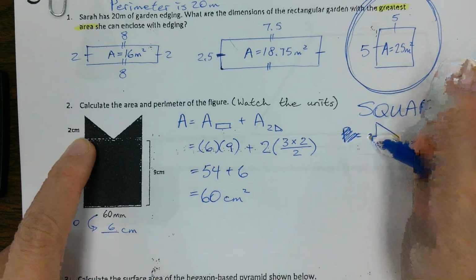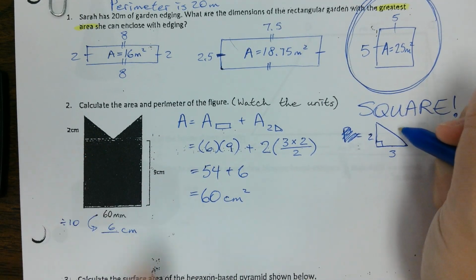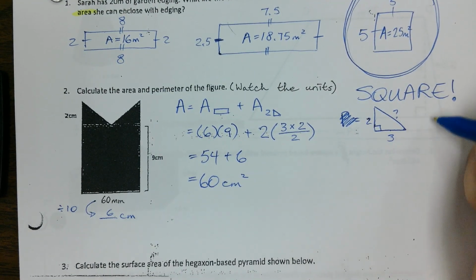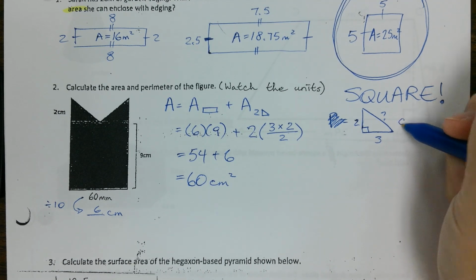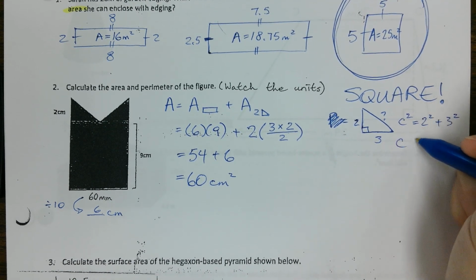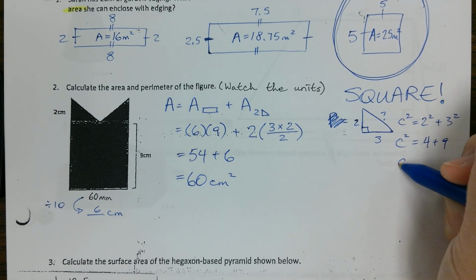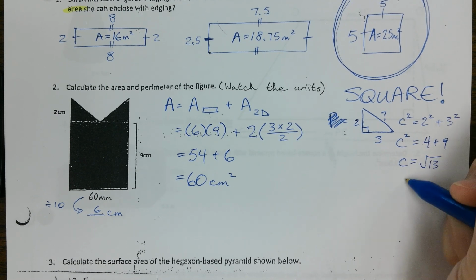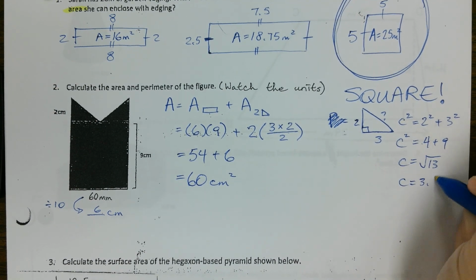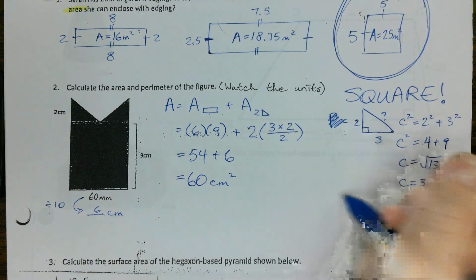Okay, so this is 2. This is 3. I need to find out what that is. So I'm adding. c squared equals 2 squared plus 3 squared. So c squared equals 4 plus 9. So c equals square root of 13. So c is 3.6.